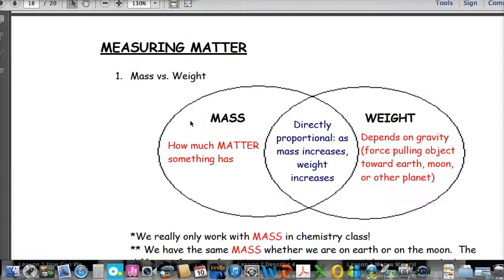Alright, so here we are with the next lesson, and we're going to start to get into actual chemistry stuff. Before we do that, let's go through something similar to what we talked about before. How do we measure matter?